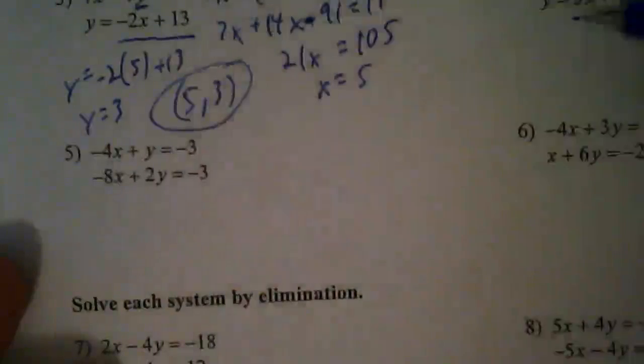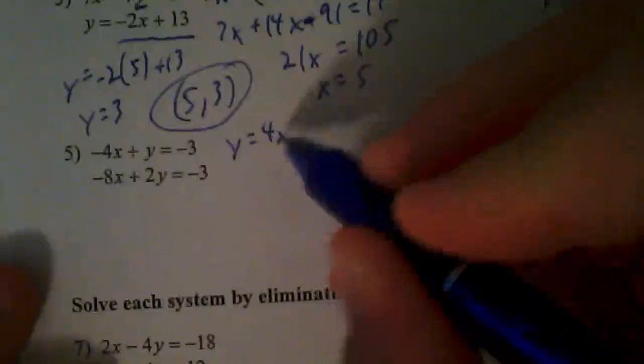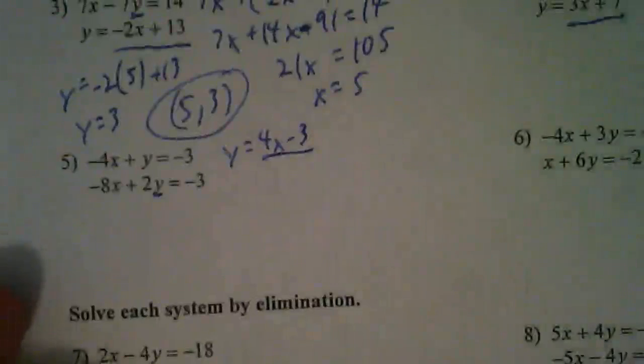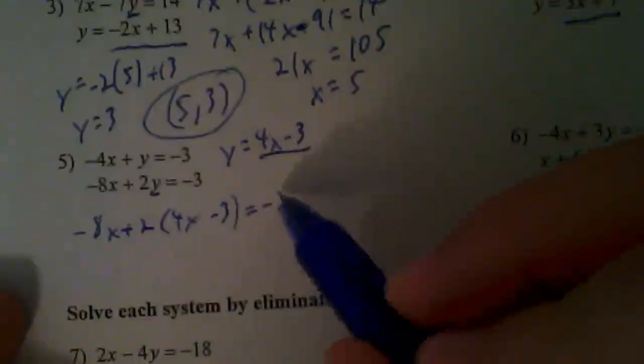The first equation is going to be the easier one to set equal to y. So I'm first going to rewrite it. Y equals, we're going to add 4x to the other side to get it over, so positive 4x minus 3. So now we can take that whole thing and plug it into y for the second equation. So we have negative 8x plus 2 times, parentheses, 4x minus 3 equals negative 3.